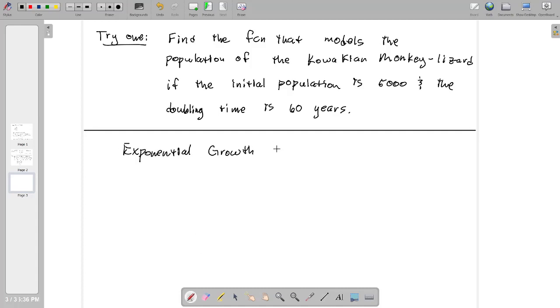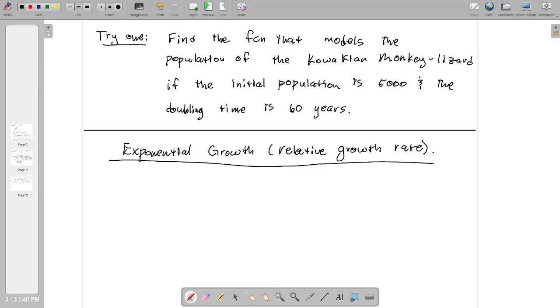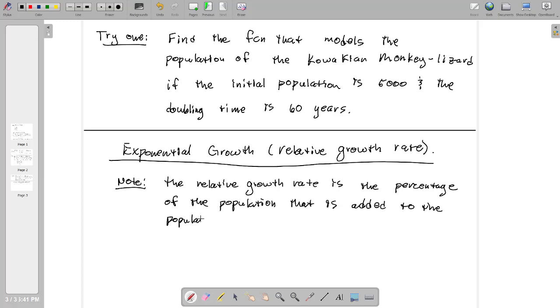The next thing I'm going to talk about is exponential growth with relative growth rate. Note, the relative growth rate is the percentage of the population that is added to the population continuously. This should trigger something in your brain about continuously adding something to the population. Now, it should remind you of continuously compounding interest. So these formulas are going to be very, very similar, because continuously adding a percentage of the population to the population is the same thing as continuously compounding interest at a specific rate.